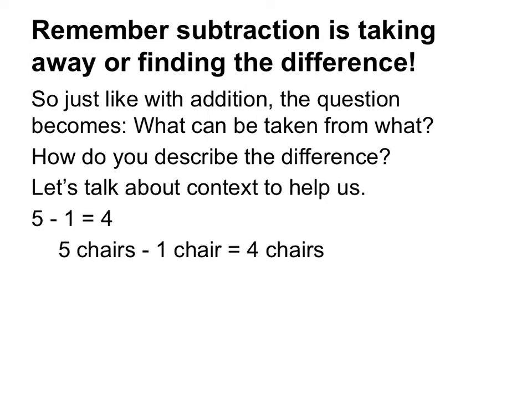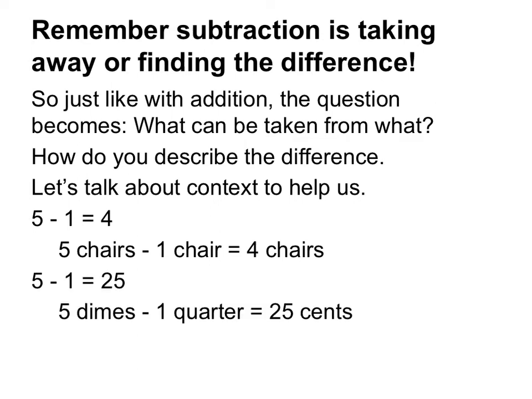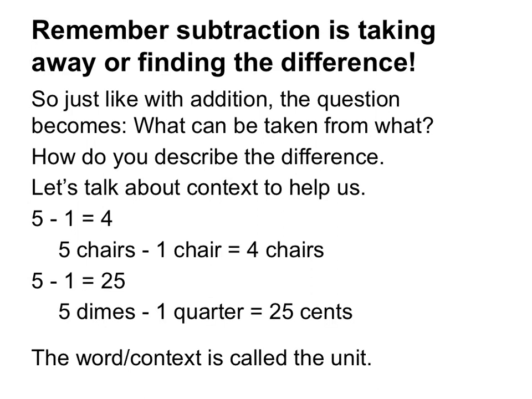So again, let's talk about context. So 5 minus 1 equals 4. 5 chairs minus 1 chair equals 4 chairs. 5 minus 1 equals 25. On the surface, doesn't appear to be true, but give it some context. 5 dimes minus 1/4 equals 25 cents. The context is called the unit.